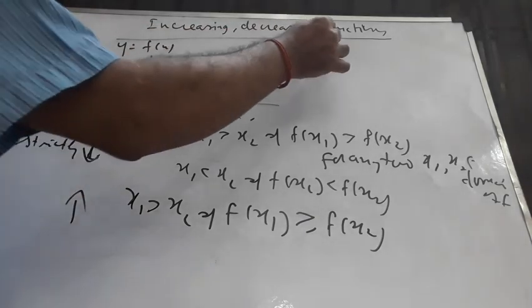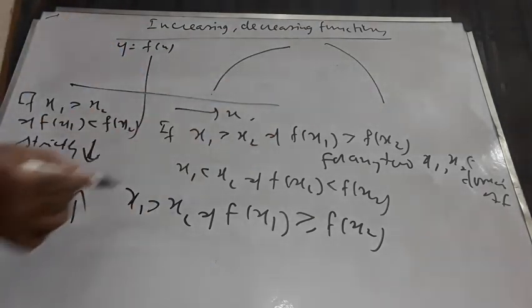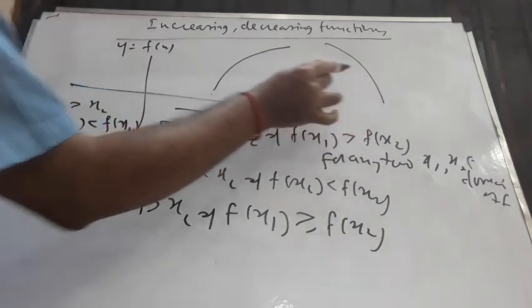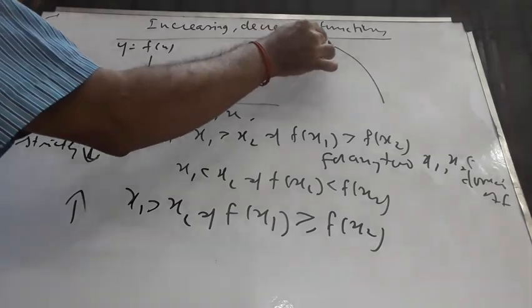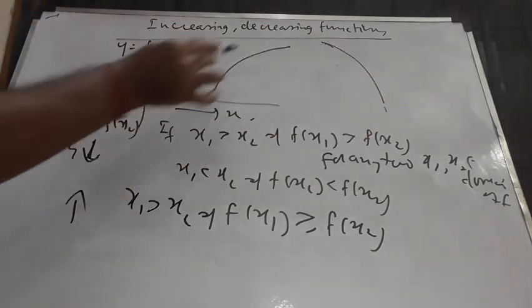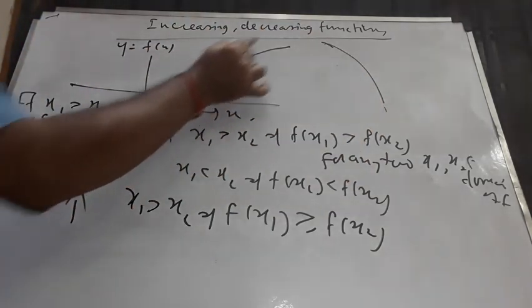For any decreasing function, the curve will move like this. As x increases, y will keep on decreasing. Therefore, the curve will move from top to bottom. It will start from somewhere here and move down. The curve will move downwards here, and here the curve will move upwards.